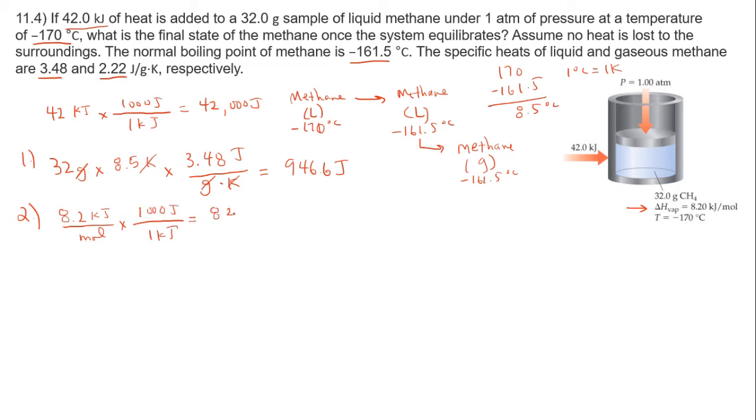So we're looking at 8,200 joules per mole. Next, we have 32 grams of methane. Methane is CH4, with a molecular weight of 16 grams per mole, so 32 grams is 2 moles. The energy required to turn 2 moles of liquid methane into 2 moles of methane gas is approximately 16,400 joules. So that was step 1, and this is step 2. We've used this energy to heat up our sample to minus 161, and this energy to turn our liquid sample into gas at minus 161. Now we need to see how much energy we have left.